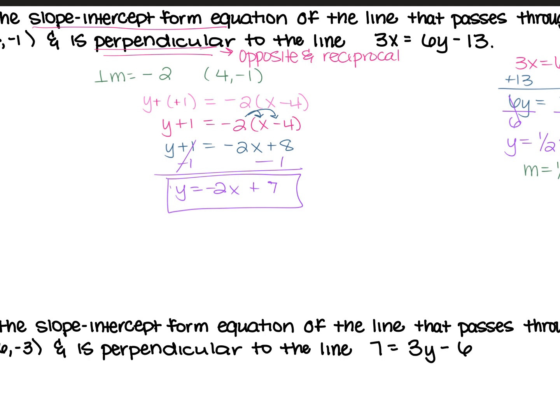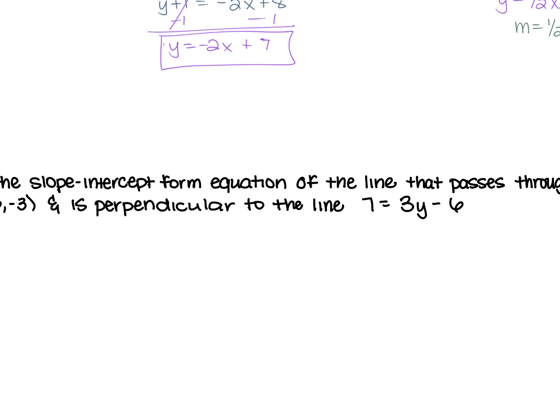If we look at number 19, it tells us to find the slope-intercept form equation of the line that passes through the point 6, -3, and is perpendicular to the line 7 is equal to 3y minus 6. Now, you don't have an x on this 7 is equal to 3y minus 6. So if you were to solve this for y, you would do what you would normally do, move the 6 over. That would give you 13 is equal to 3y. Then divide each side by the 3 to get y is equal to 13 over 3.